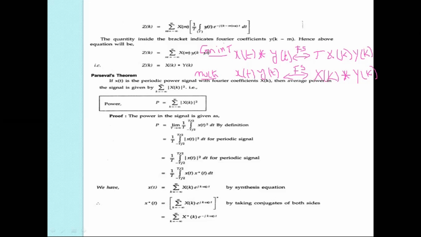You have to practice 2 or 3 times, then you can get it without any ambiguity. The x of t convolution y of t gives T into x of k y of k. And the multiplication and the modulation theorem, x of t y of t, has the Fourier series x of k with the convolution of y of k.